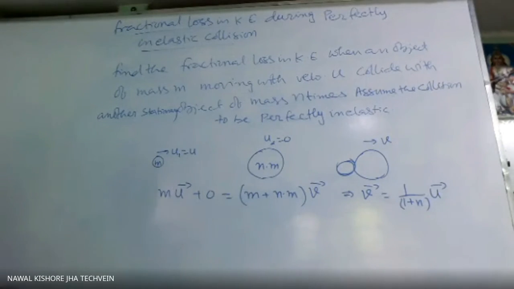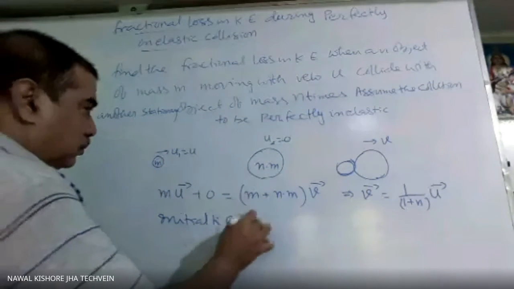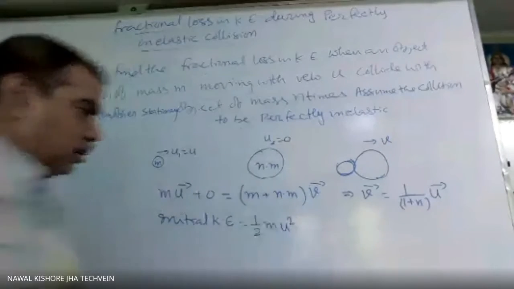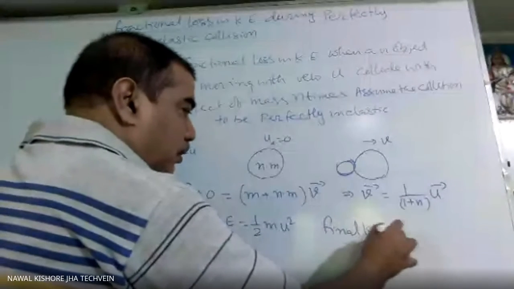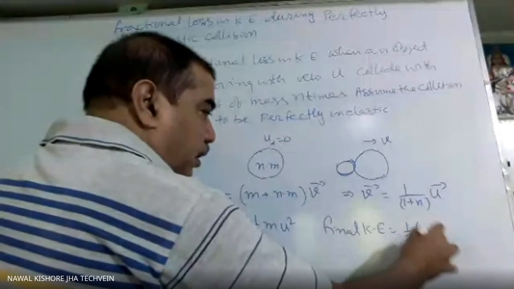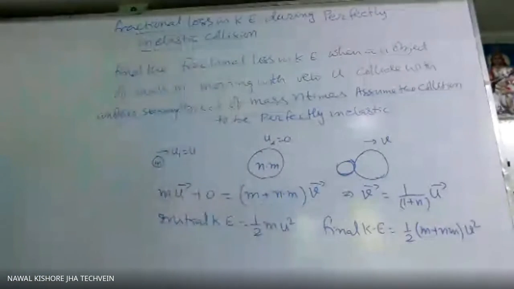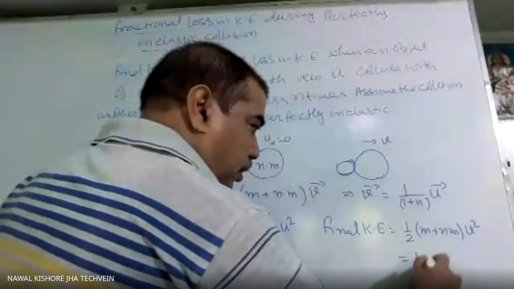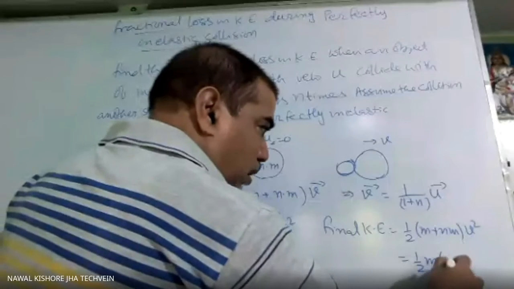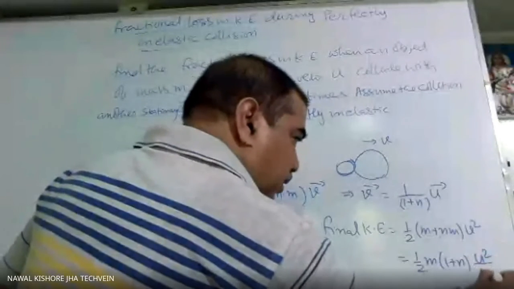Now, what is the initial kinetic energy? Half m u square. Final kinetic energy is half (m plus nm) v square, which is half m (1 plus n), and in place of v we write u square by (1 plus n) whole square.